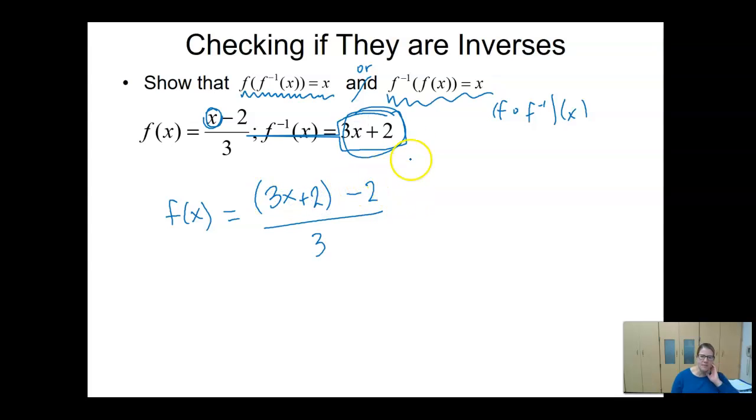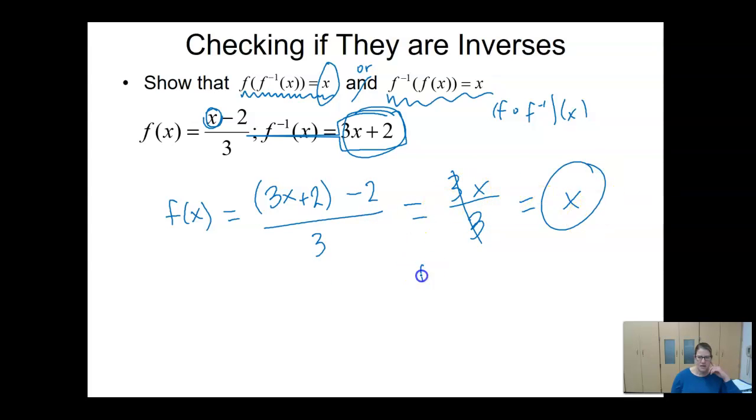And then I'm going to simplify it. If it simplifies to x, then it will be an inverse. If it's anything except x, or if it won't simplify to x, that means it's not an inverse. So to me, it looks like this one is, because 3x plus 2 minus 2 is just 3x. And then 3x divided by 3 equals x. So yes, these are inverses of one another.